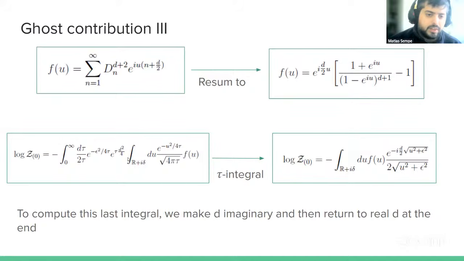We do what physicists do. We take the imaginary, and at the end return to real d. So we will get this. Notice that we have a square root here. So we can use this now.